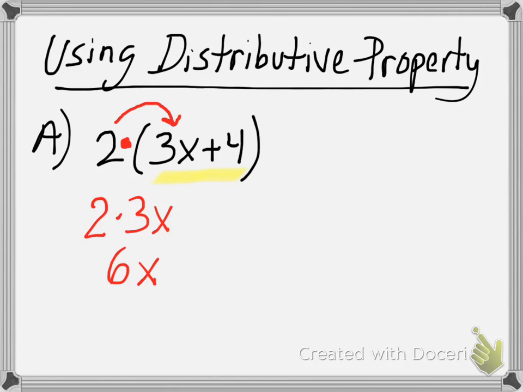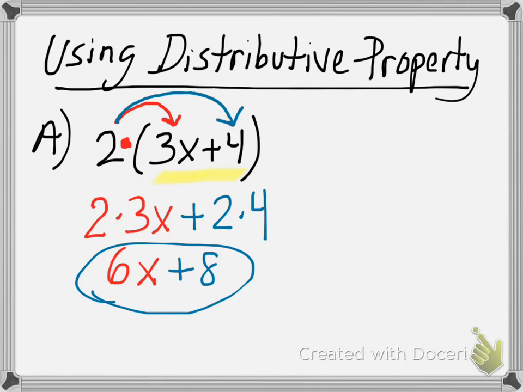And then I can take the 2 and then distribute it to the second term. That's why it's called distributive property. And that second term then would be plus 2 times 4. So that would be plus 8. So 2 times the quantity 3x plus 4 simplifies to 6x plus 8.